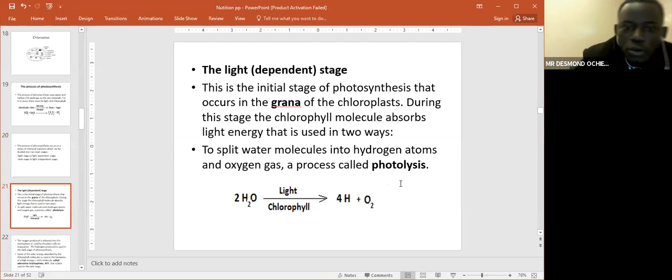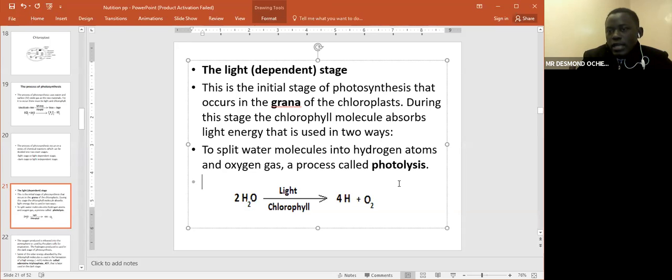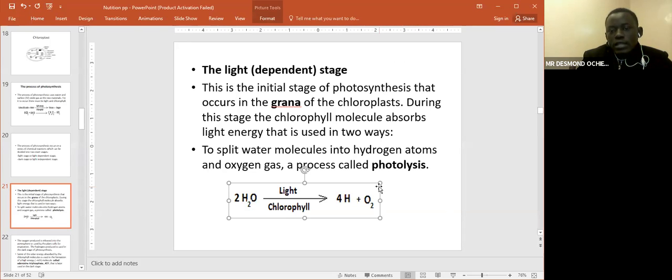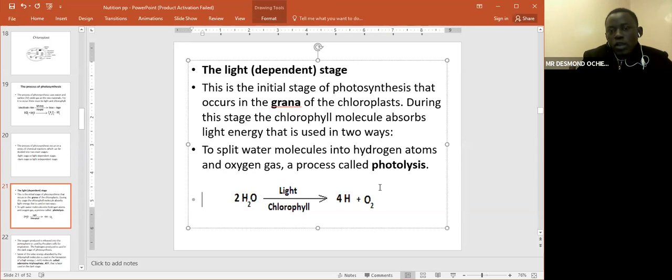So we'll start by looking at the light dependent stage. The light dependent stage is the initial stage of photosynthesis, and it occurs in the grana. Remember, grana is the plural of the word granum. If it is one, we call it granum, but if there are many, we call them grana. So this is the initial stage of photosynthesis that occurs in the grana of the chloroplasts.